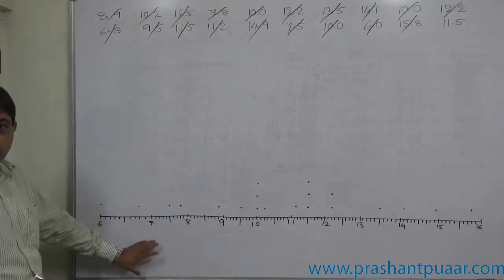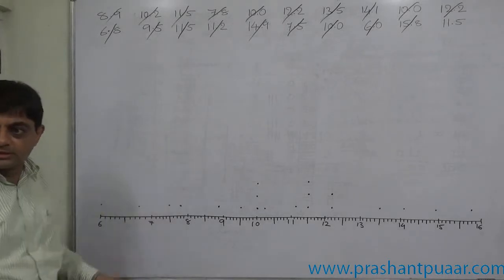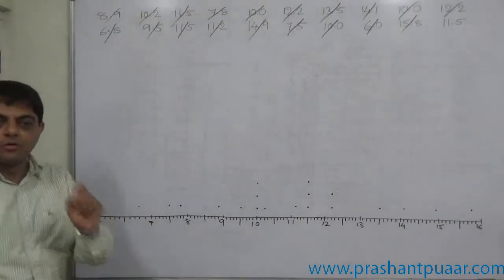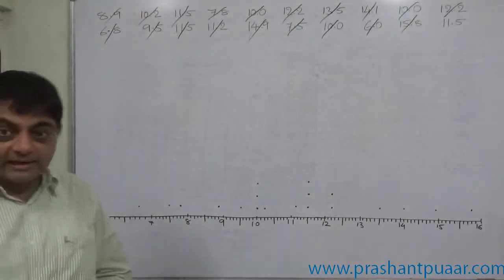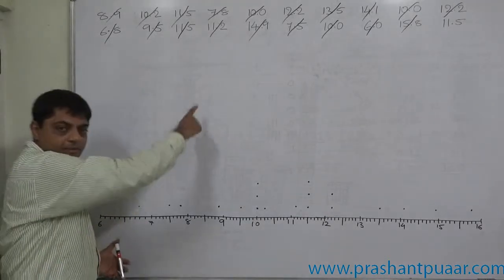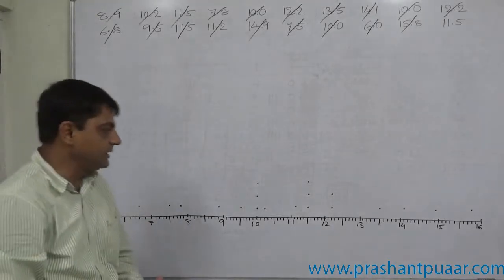This is the dot plot. Just give a title, dot plot. Exact value is actually indicated by a dot on the graph paper. This is very simple, and this can be used as a substitute for tally marks for the purpose of frequency distribution. Okay, now complete it.